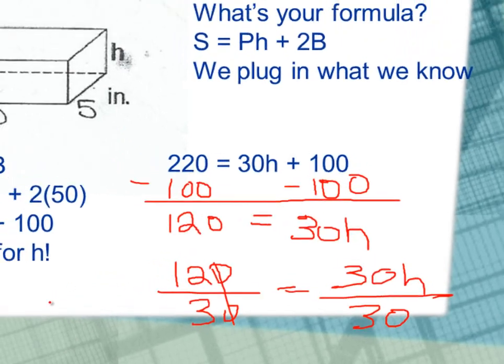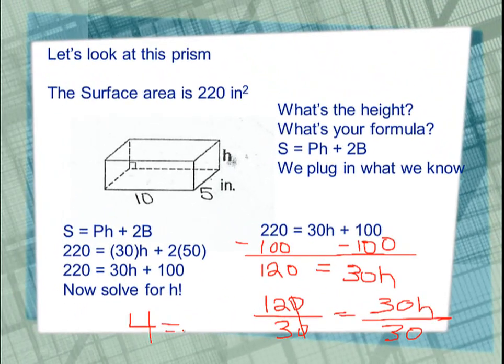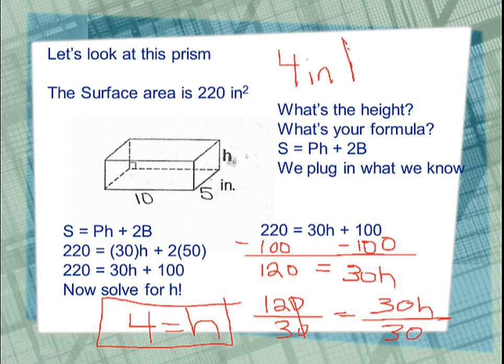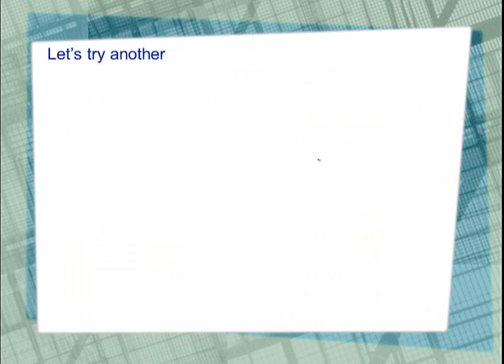These reduce. 12 divided by 3 is 4. So my height is 4. 4 what? 4 inches. And that's all you do. Let's take a look at another one.